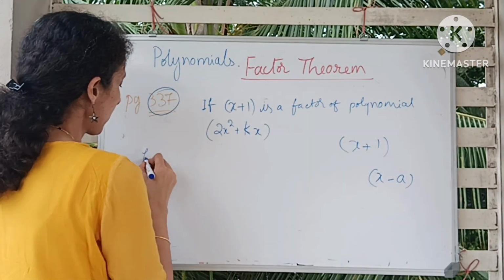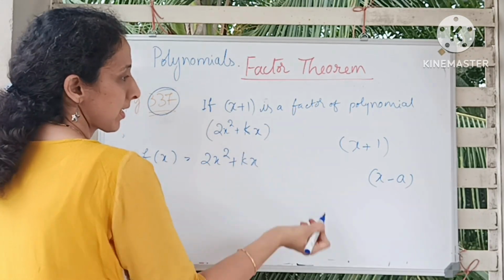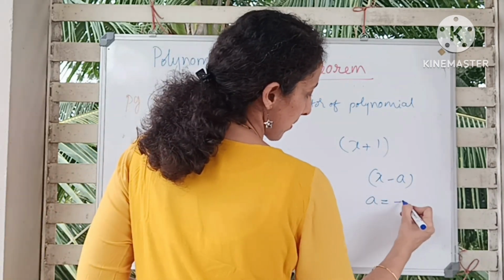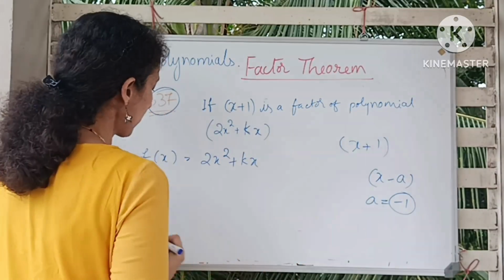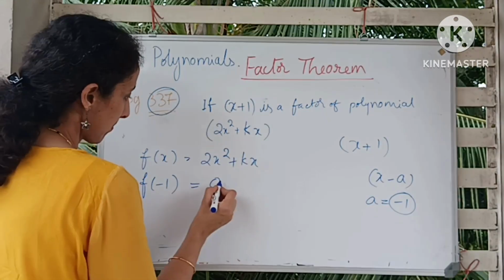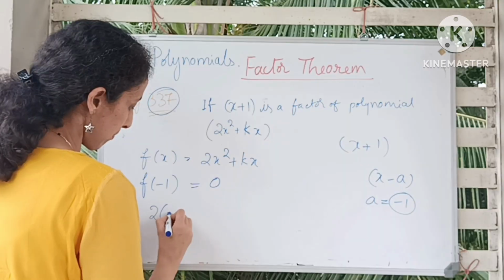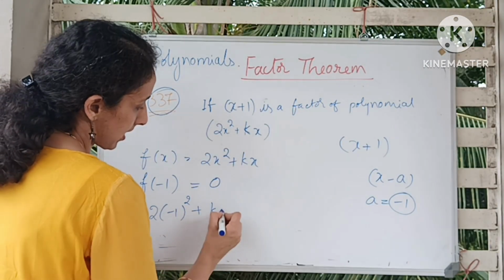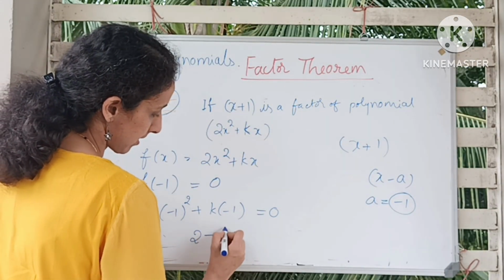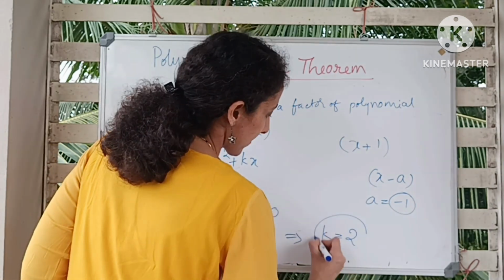So here let's denote f of x as 2x square plus kx, and in this form a's value becomes minus 1 because here it is plus 1. So f of minus 1 should be equal to 0. That is 2 into minus 1 square plus k into minus 1 should be equal to 0. This is 2 minus k equal to 0, which implies k equal to 2.